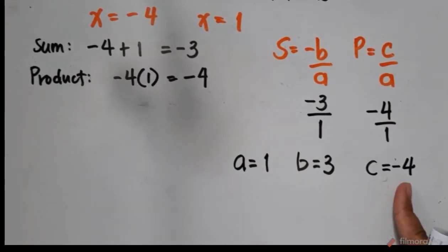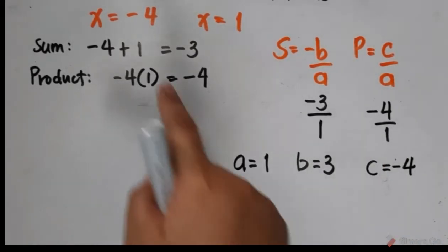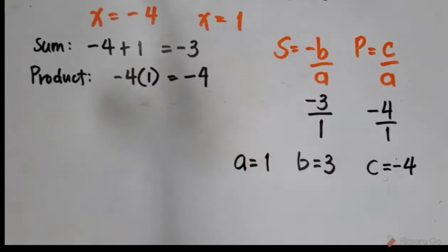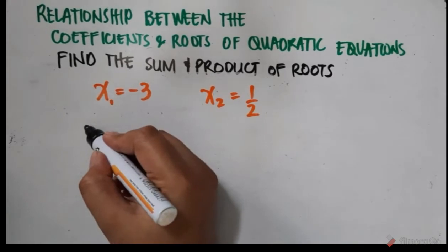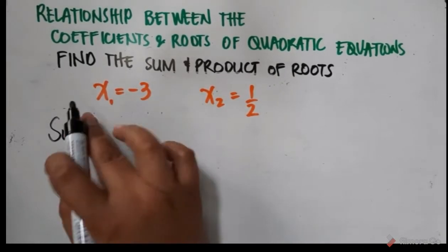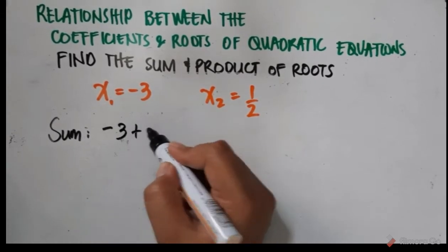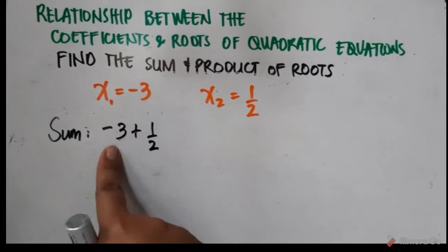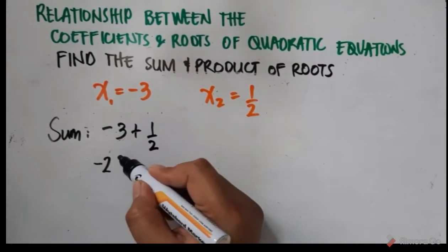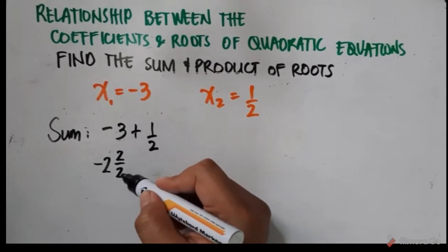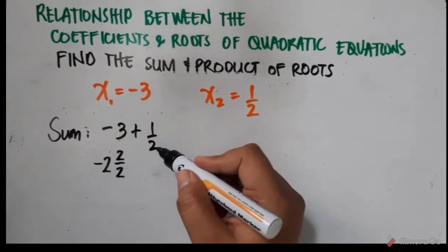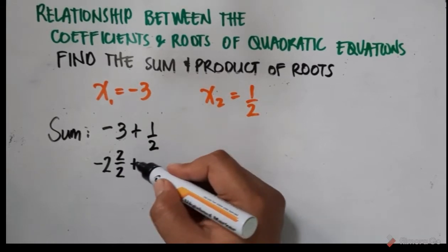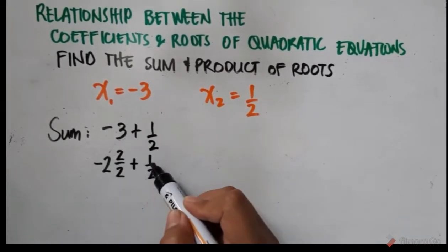Those are the numerical coefficients of our quadratic equation from the given roots, applying the sum and product of the roots. Okay, let's find the sum and the product. We have the sum of these two: negative 3 plus 1/2. Okay, we rewrite this. First, negative 2 over 2, because 2 over 2 is equal to 1. Why is the denominator 2? Because the other fraction has a denominator of 2. So plus 1/2. Now we have the fractions and fractions.